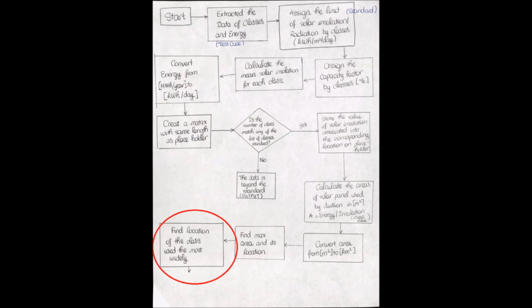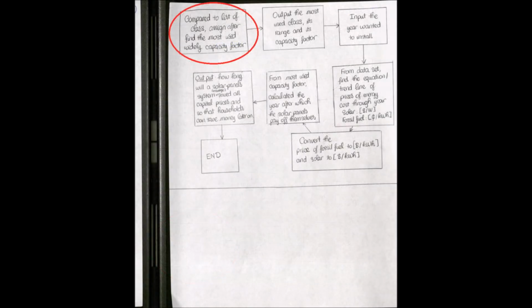It tells us what area is most commonly used in the United States. From that, we can also find what capacity factor is most commonly used in the United States, and we can go as far as to say what is a common solar installation for the United States based on the data given to us. Okay, this is part B of our algorithm.